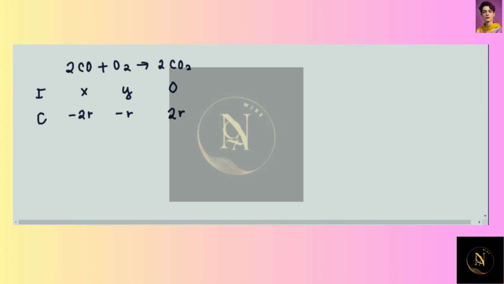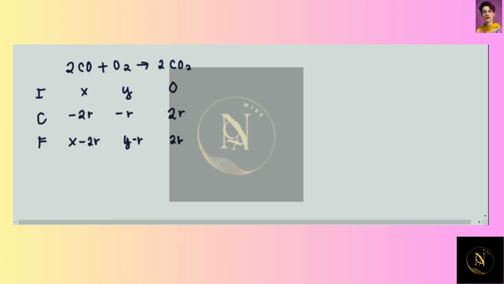At the end of the reaction, what we will get is simply the sum of the initial and the change. So at the end of the reaction, we expect X minus 2R atm of carbon monoxide, Y minus R atm for oxygen gas, and 2R atm for carbon dioxide.